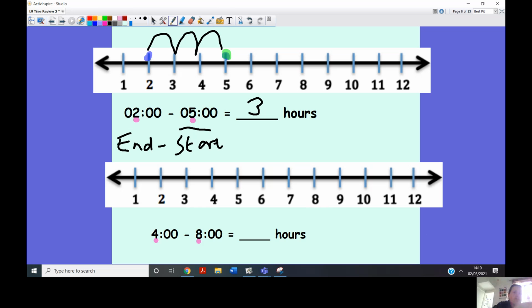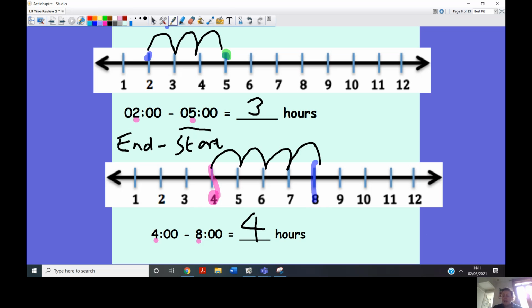Okay, let's do another one. So start time, 4 o'clock. End time is 8 o'clock. Then I am now going to count on from 4 to 8. 1, 2, 3, 4. That's the same as 4 hours. I know also if I add 4 to 4, I make 8. Simple. Your knowledge of addition and subtraction here will really help you.